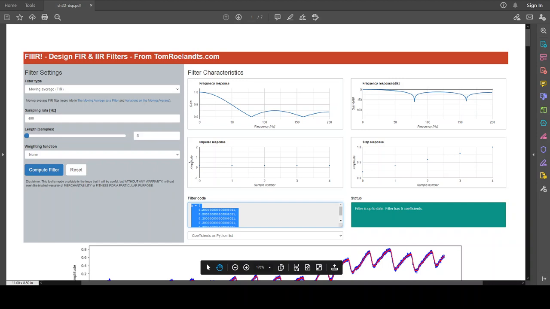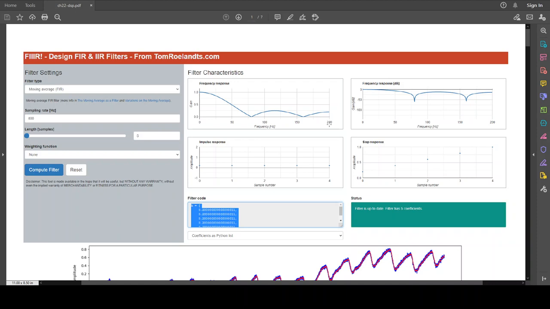So we're using this FIIR exclamation point website from, I don't know who Tom Rolance is, but he did a nice job with this little website. And we get to choose the type of filter that we're going to be using. We're going to tell it the sampling rate of our data. And then for this moving average filter, we'll say, how many samples do we want to average over? So I chose 5 just to start out with. And here we see a frequency response curve.